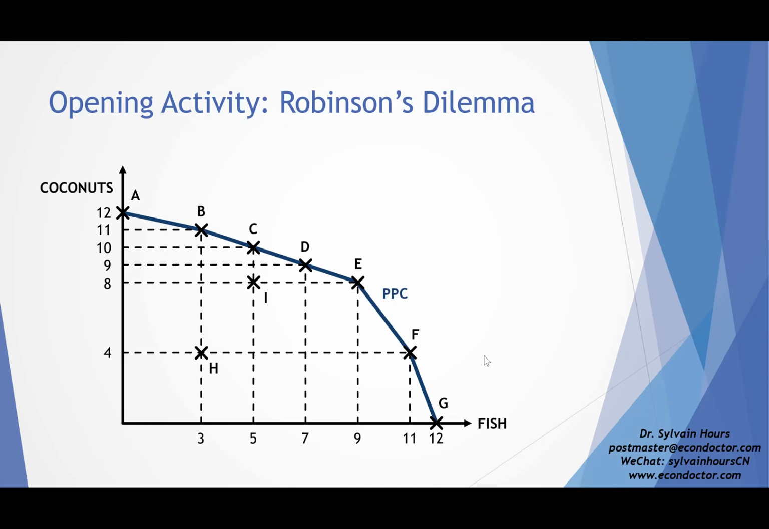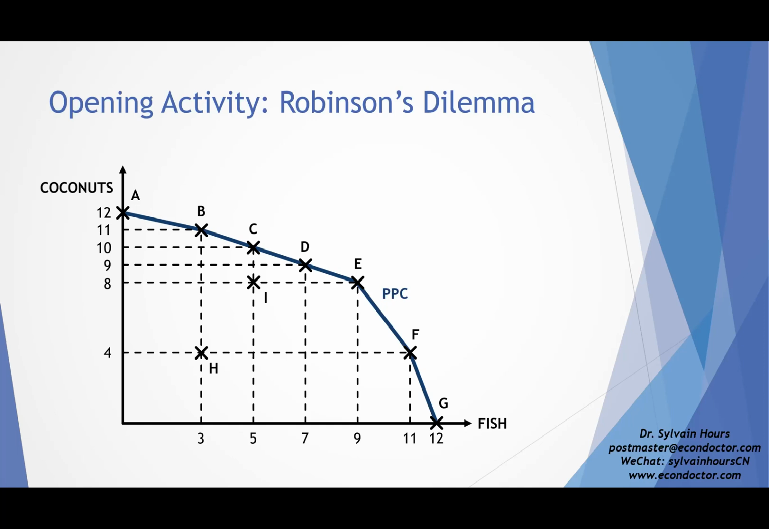At G, we use all the time for fish. At A, we use all our time for coconuts. And then B, C, D, E, F, we spend some time fishing and some time collecting coconuts. And then you can show them two points, I and H, and ask, what happens there? Again, you can use this exercise as a way of reviewing what they have studied in AS.